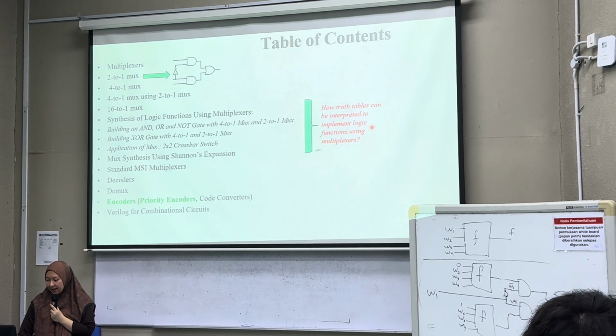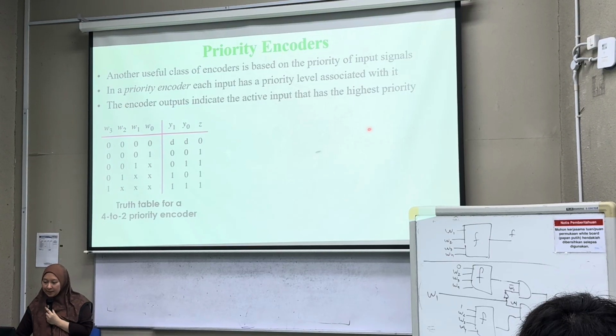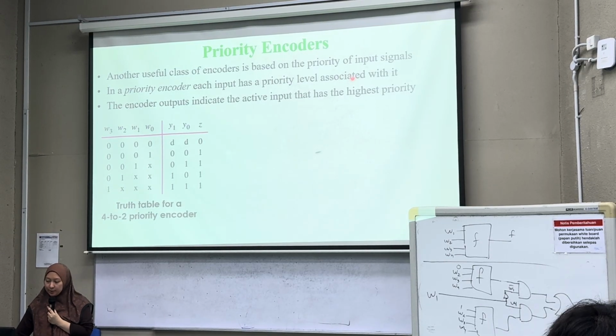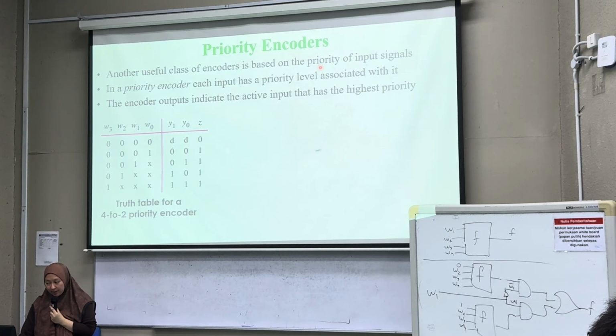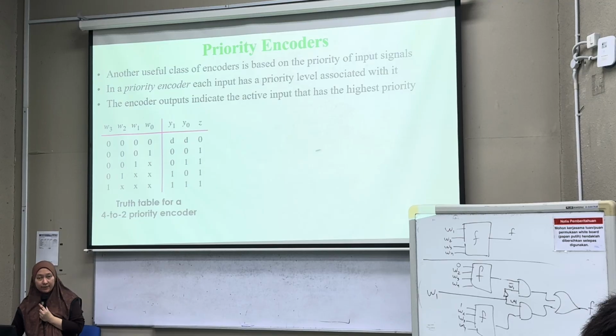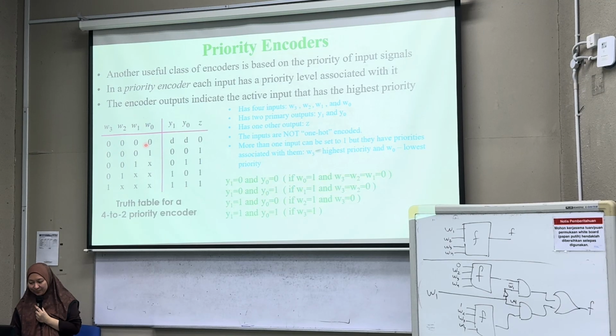Alright, next is priority encoders. In a priority encoder, each input has a priority level associated with it. The encoder outputs will indicate the active input that has the highest priority. I believe you guys have done priority encoder in digital systems. Yes, right? When the most significant bit is 1.